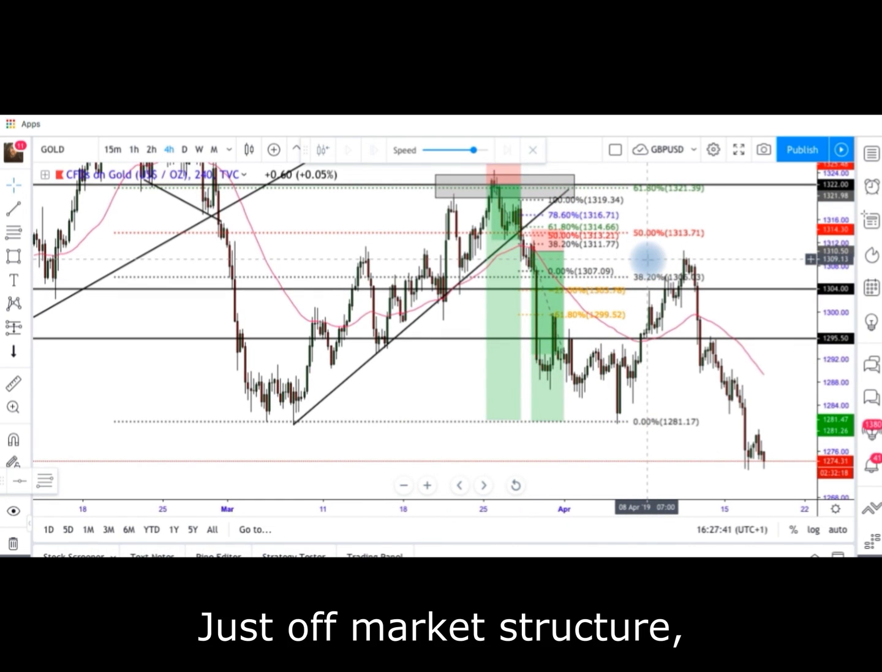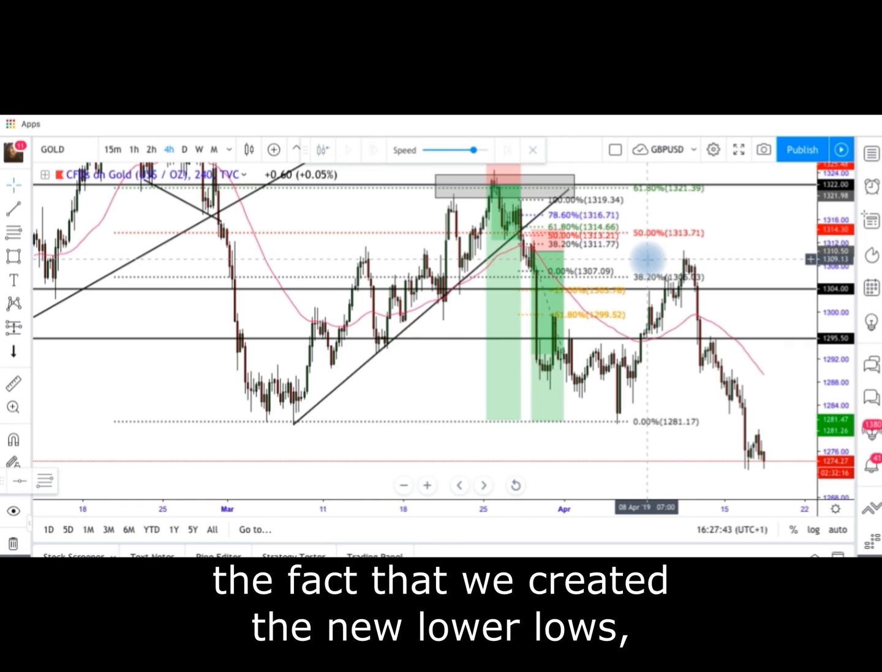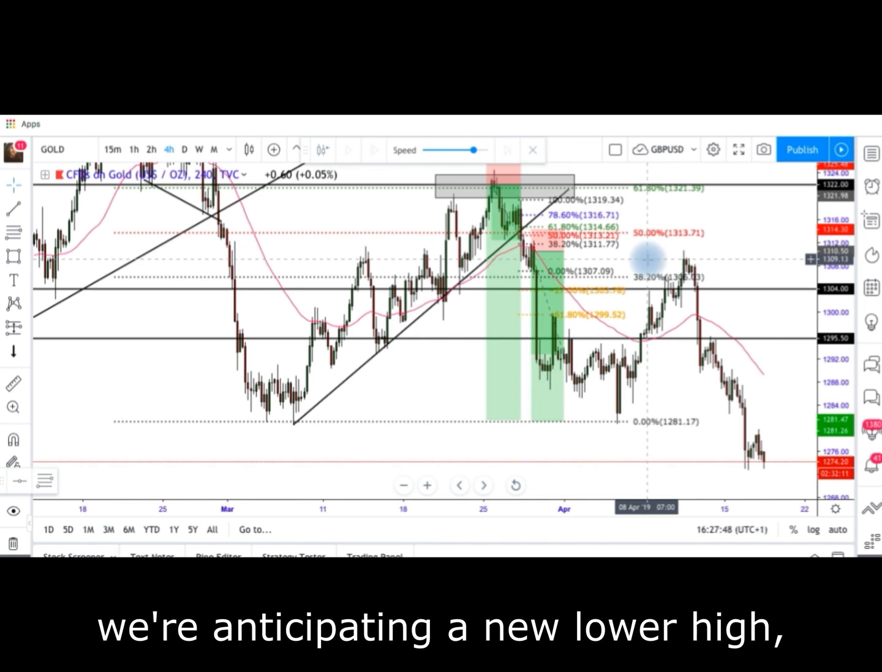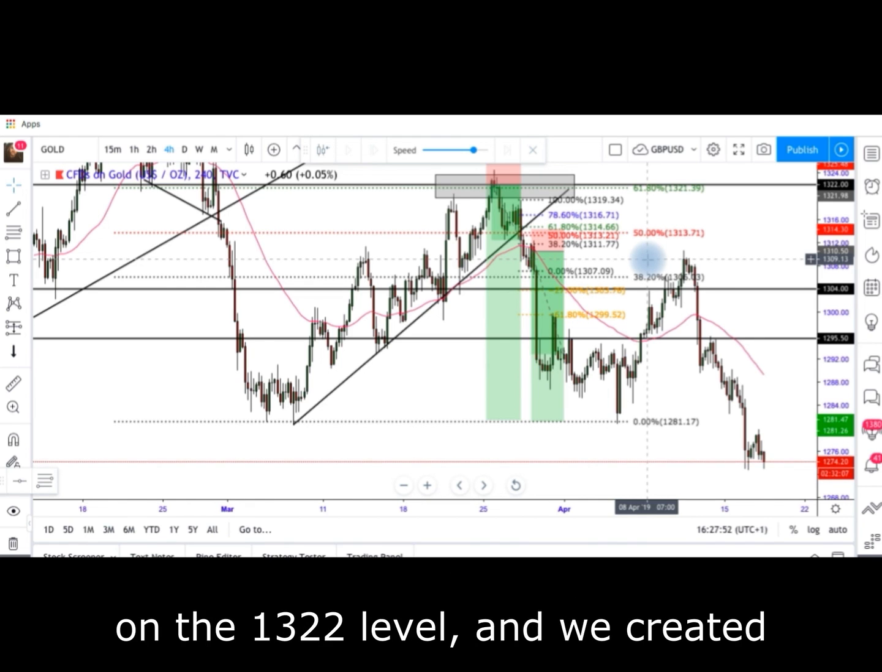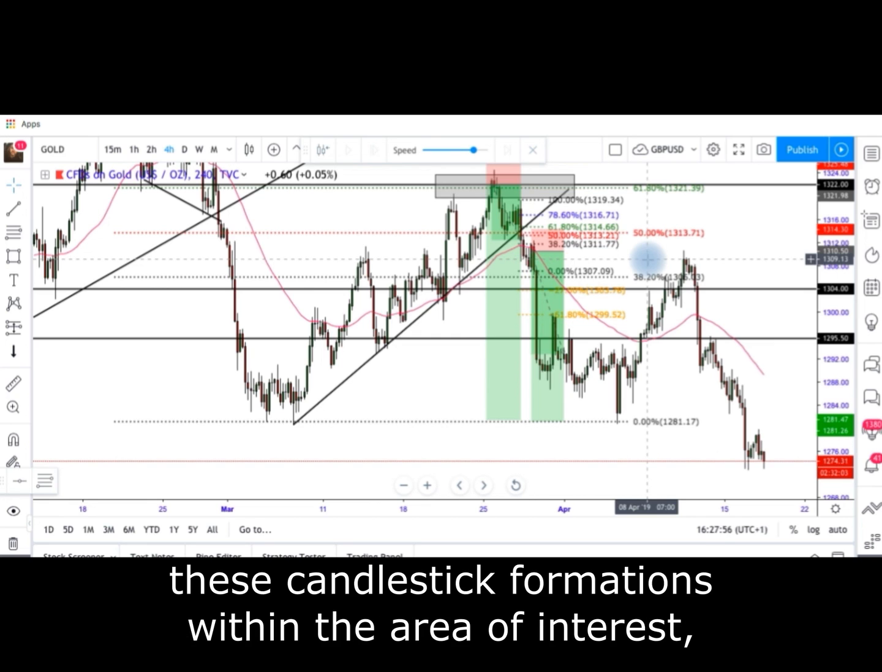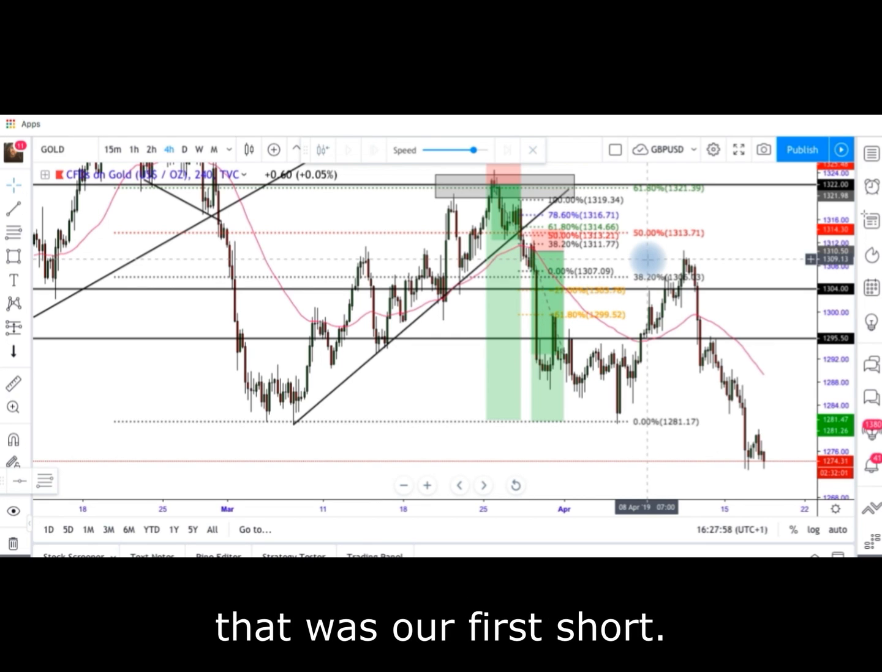Just off market structure, the fact that we created the new lower lows, we're now in a bearish sequence, we're anticipating a new lower high. We met this at 618 and previous market structure on the 1322 level. And we created these candlestick formations within the area of interest. That was our first shot.